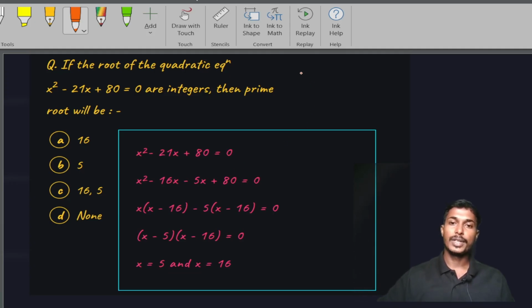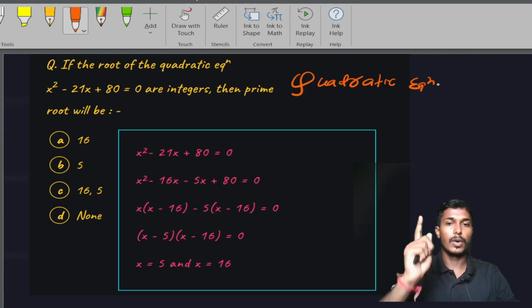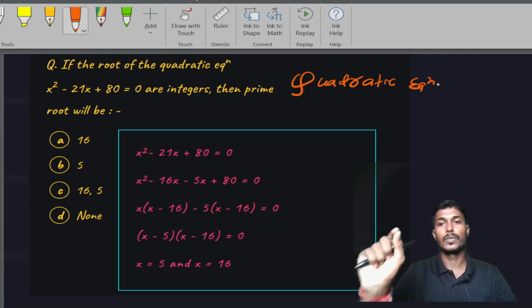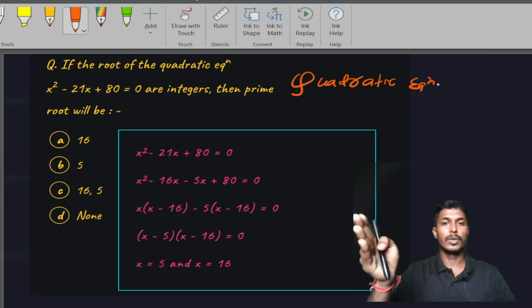And this question is from the chapter quadratic equation. Now, many of you might be knowing how to solve this quadratic equation, and many of you might not be knowing how to solve a quadratic equation. Don't worry about that. I will tell you how to solve each and everything in the upcoming lecture. But this is the very first and basic lecture for your SAT foundation mathematics.